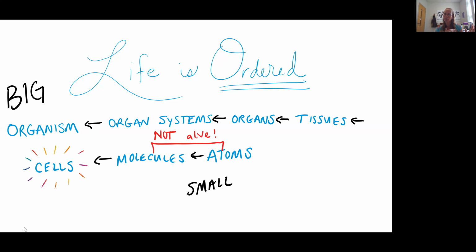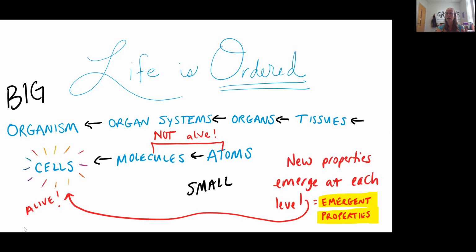Now, I've reversed my arrows, if you've noticed, so that the atom is the smallest level of organization, where life itself does not begin until we're at the cellular level, and the organism is the largest scale there. I've already mentioned that even though your atoms and your molecules are not alive, when they come together to form the cell, you now get this property of life. This idea of a new property emerging at each level can be referred to as emergent properties. And this is an important theme that we'll see in our biological study.